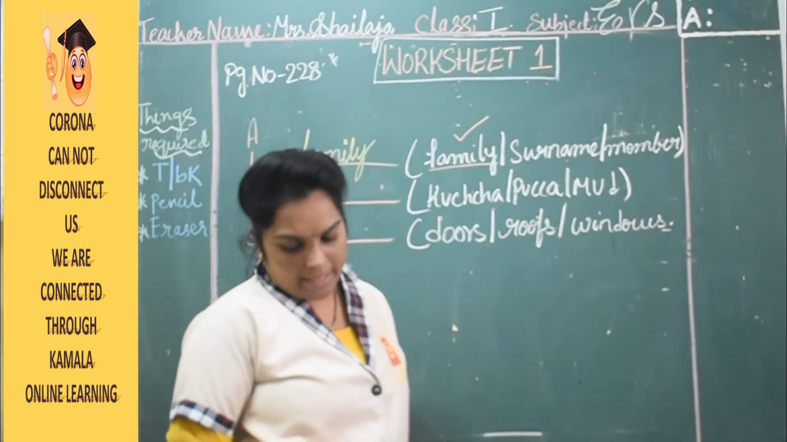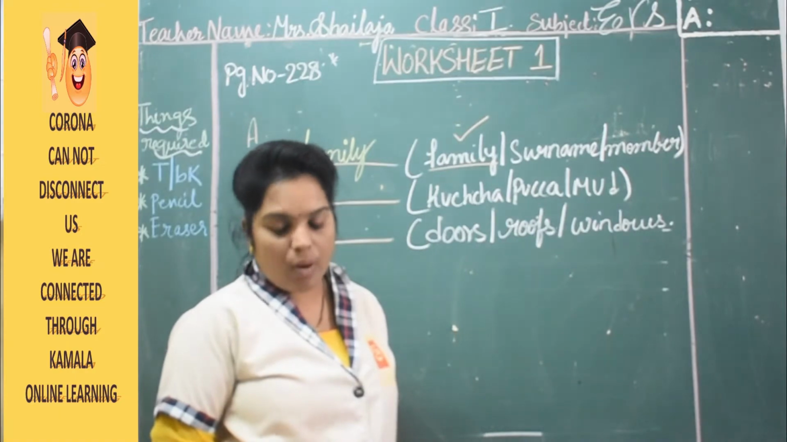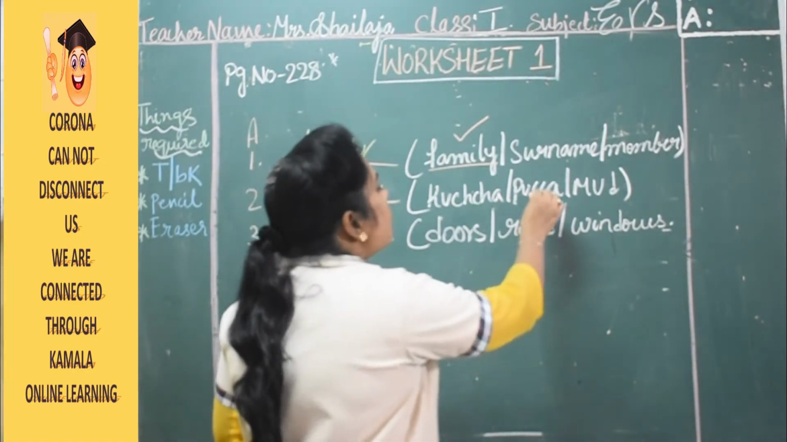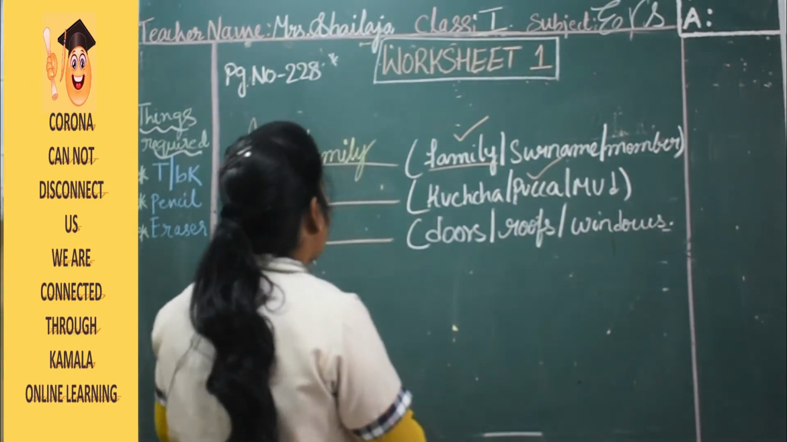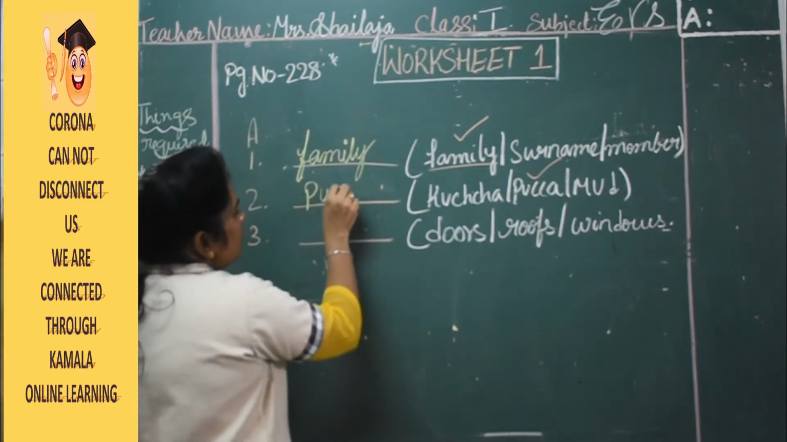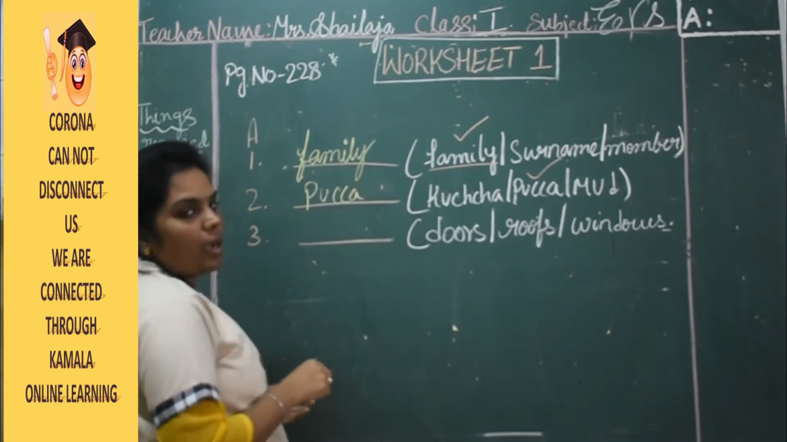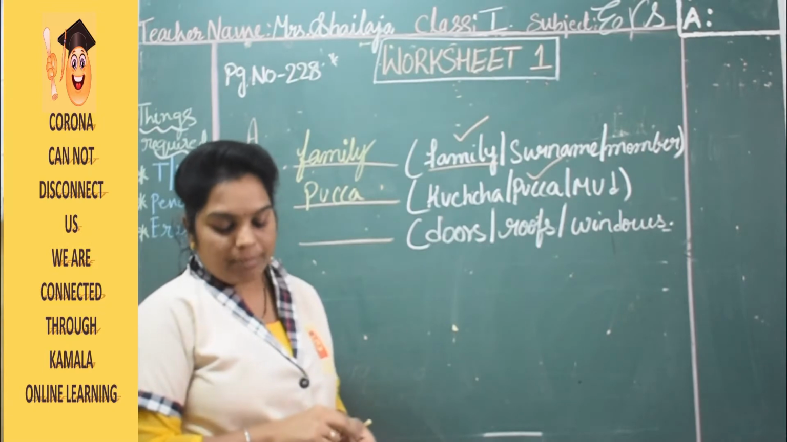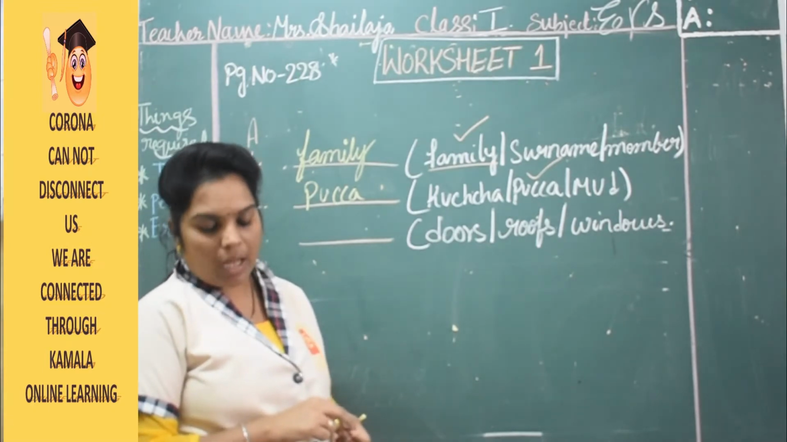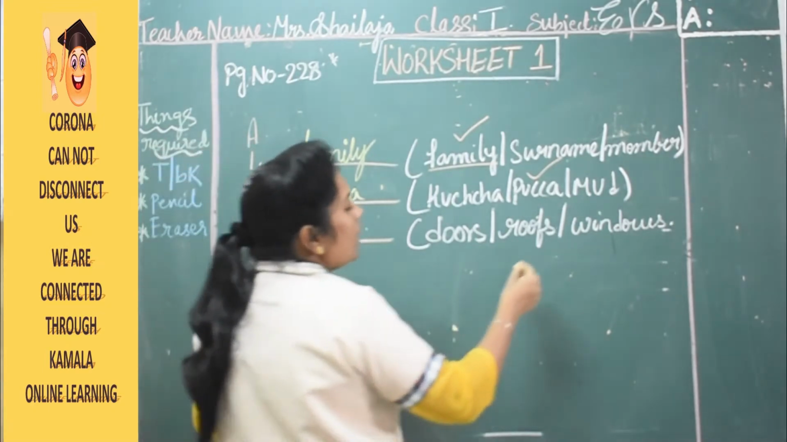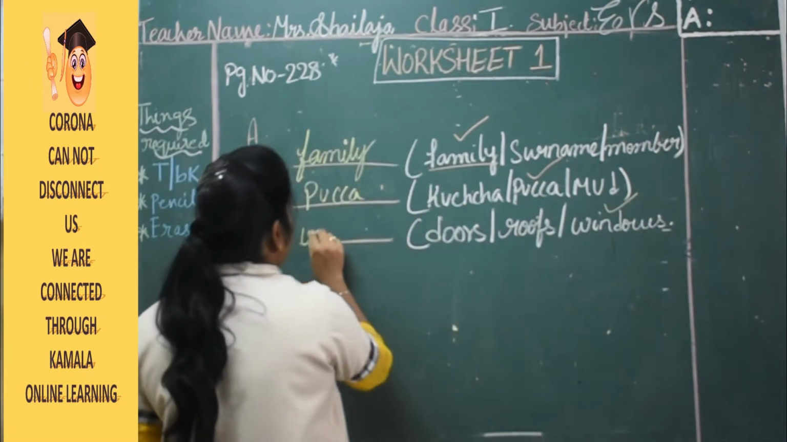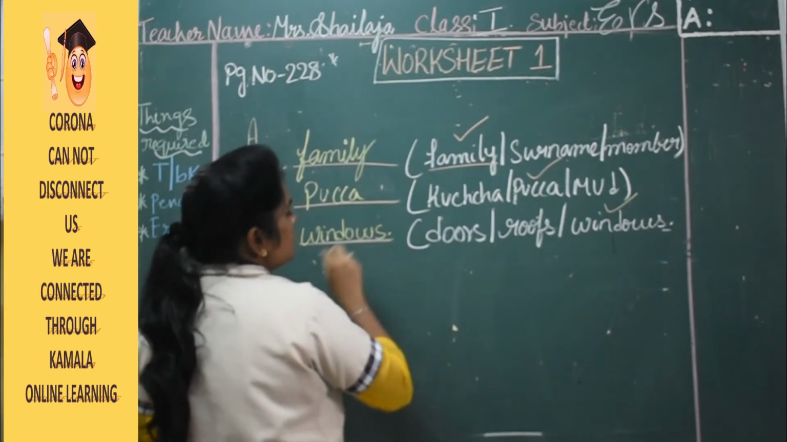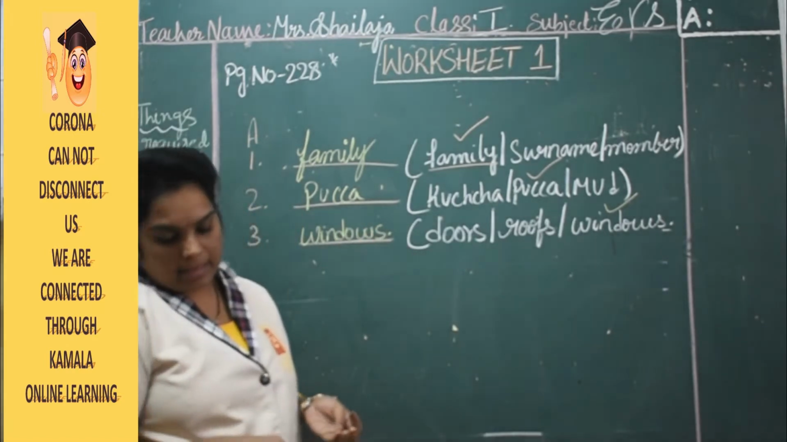Houses made up of brick and cement are known as pakka houses. Put a tick mark and write here pakka. P-U-C-C-A, pakka. The next: sunlight and fresh air come into our house through the windows. W-I-N-D-O-W-S, windows. Okay, children?